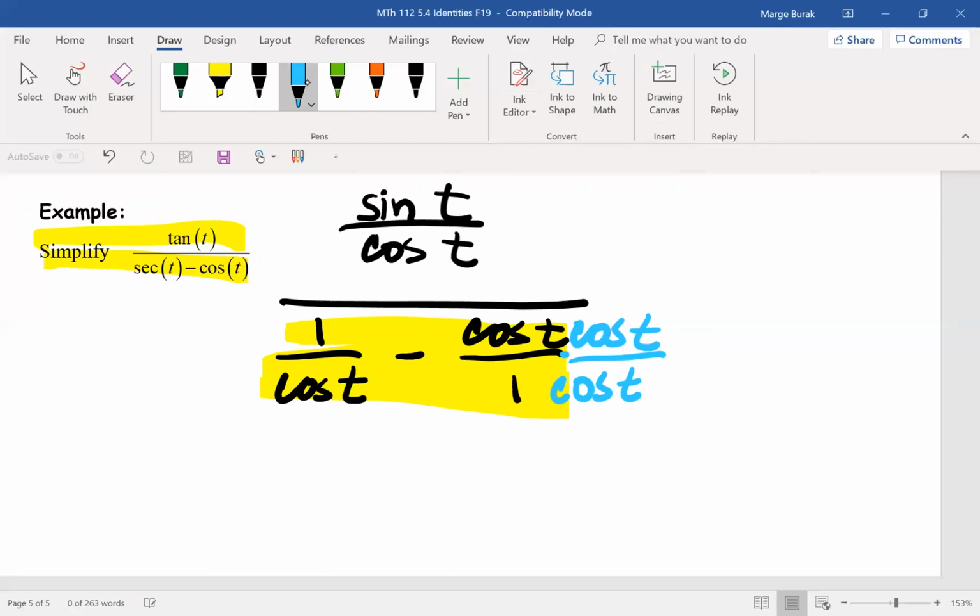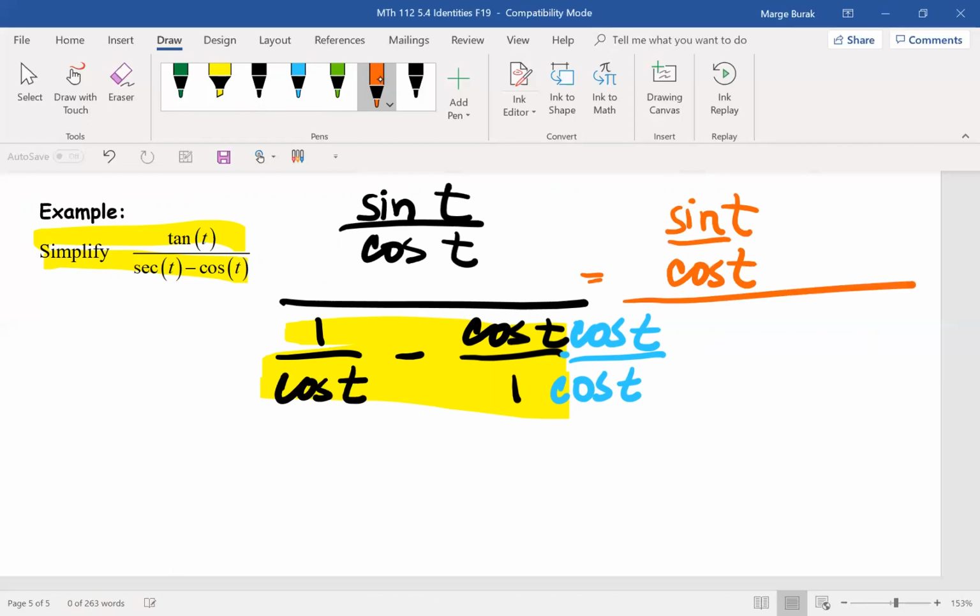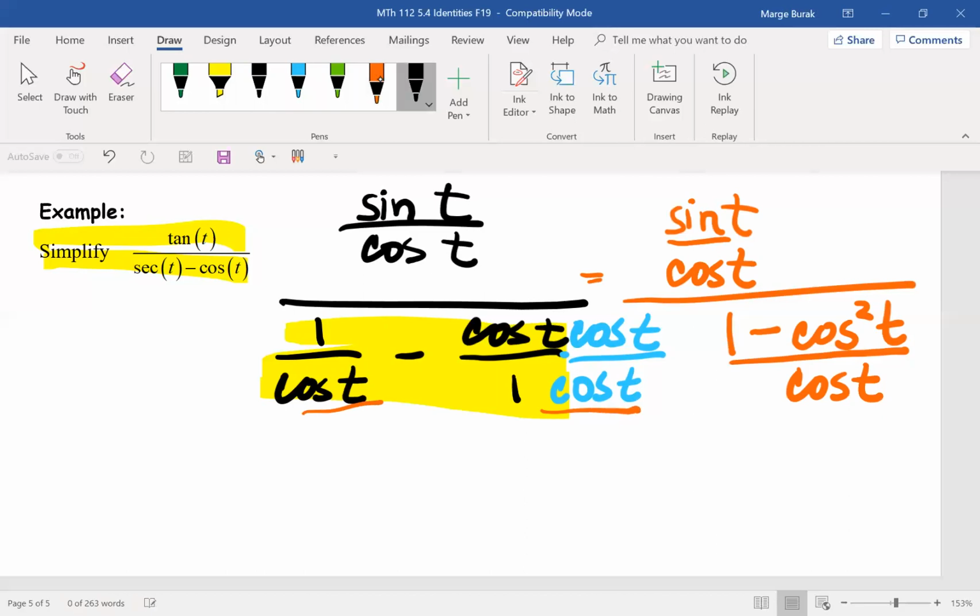okay, then I'm left with, the numerator stays the same, sine of t over cosine of t, but the denominator will become 1 minus, now cosine times cosine is cosine squared t, over a common denominator of cosine t. All right, so I'm combining these two fractions into 1.